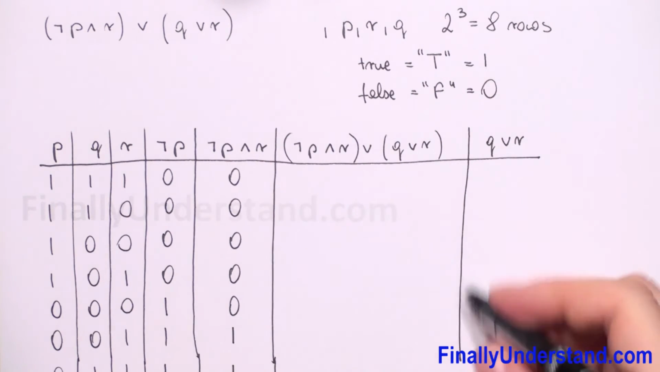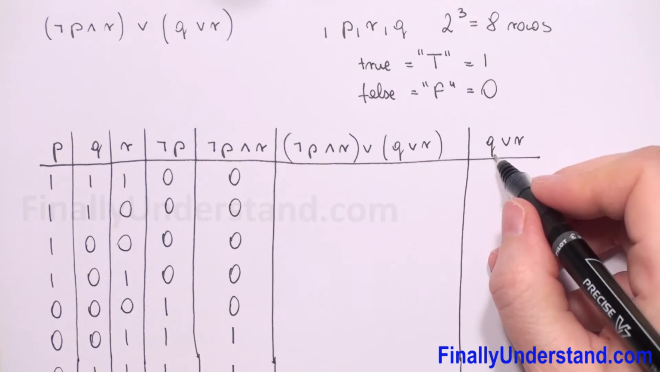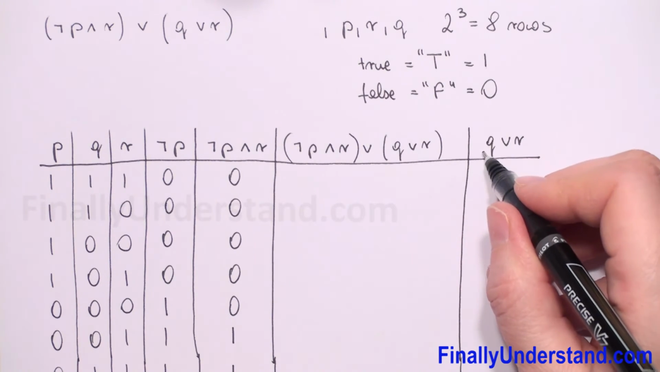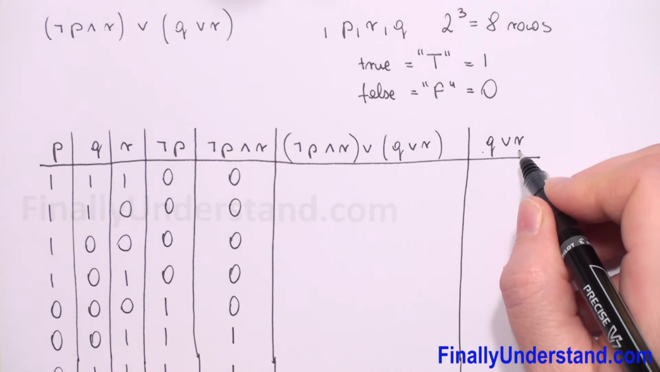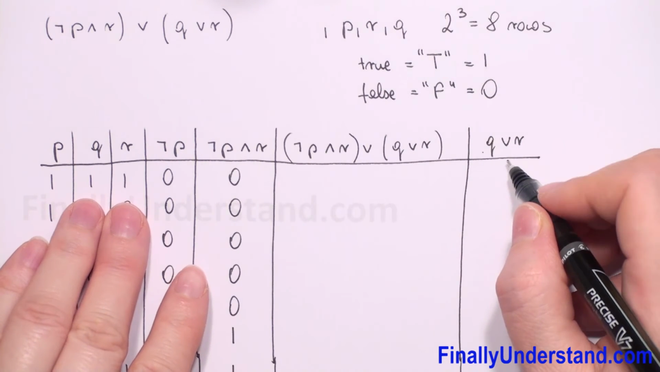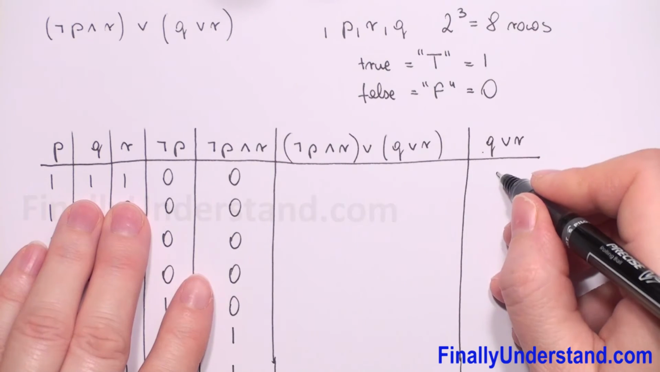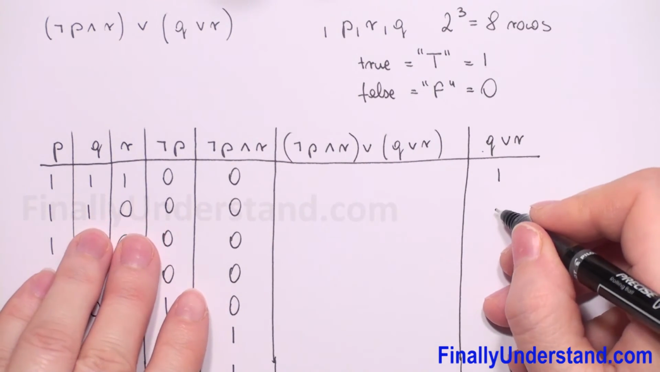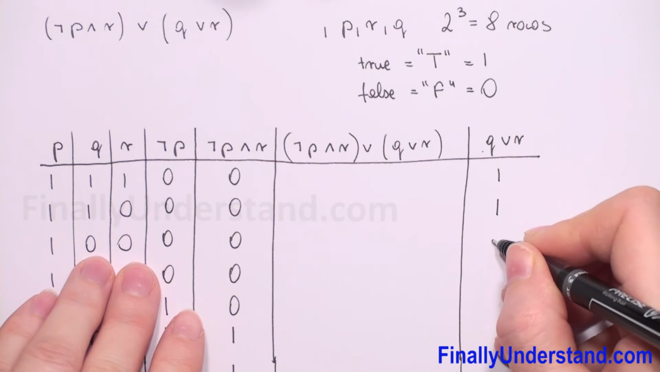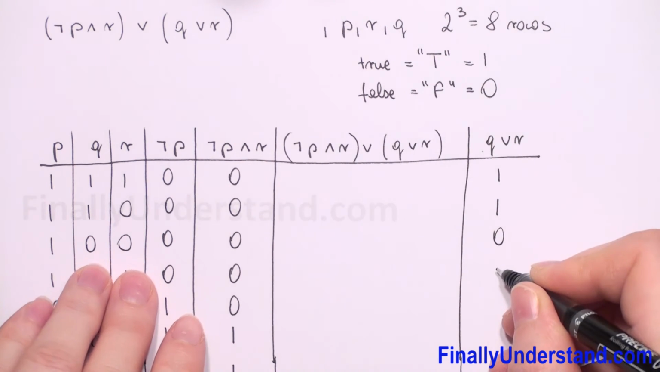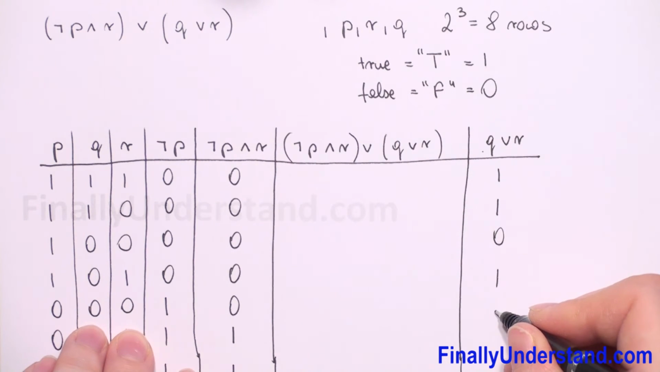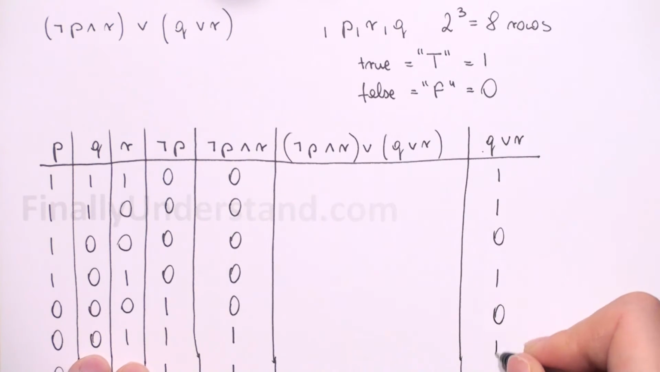Next, we have to do the last column. We have Q or R, so we have disjunction. This disjunction is false only when both statements are false. So we have Q or R, 1 or 1, so this is 1, 1 or 0, so this is 1, 0 or 0, so this is 0, 0 or 1, 1, 0 or 0, so it will be 0, 0, 1, 1, 1, and 1.